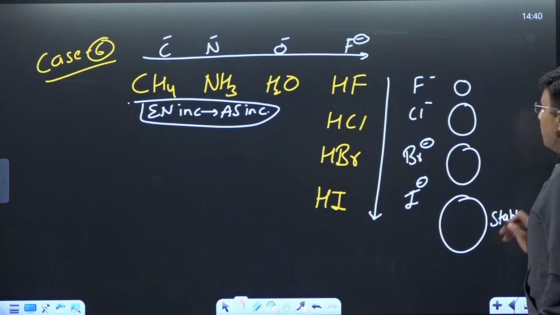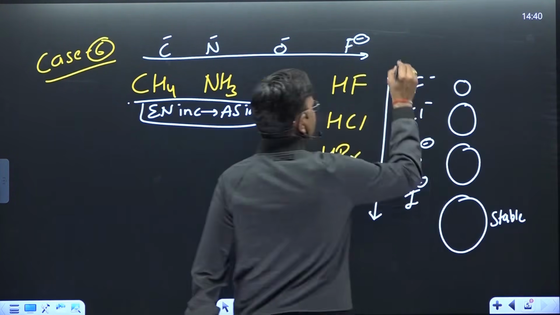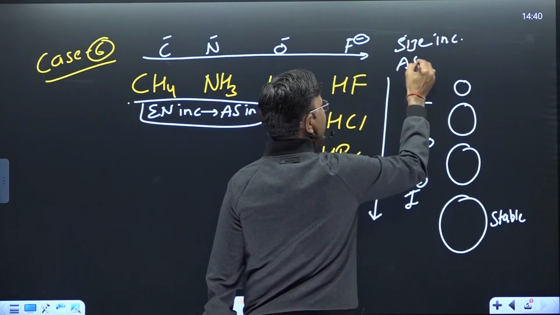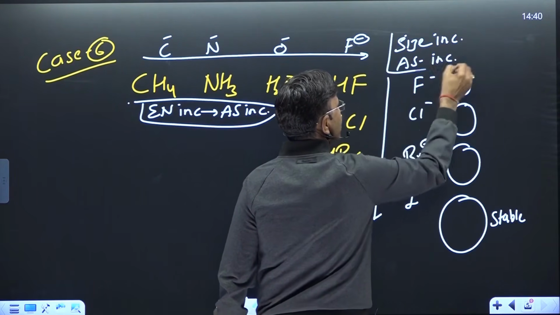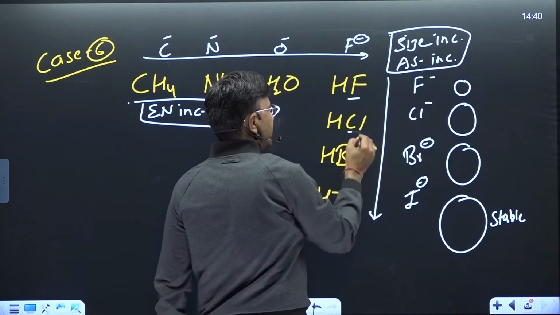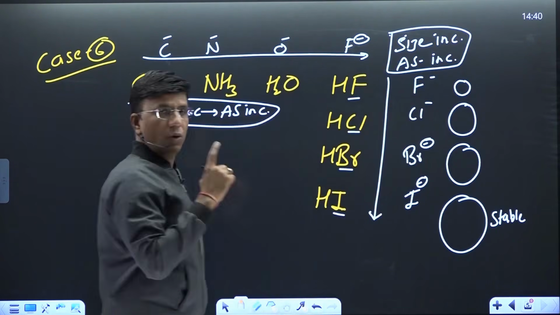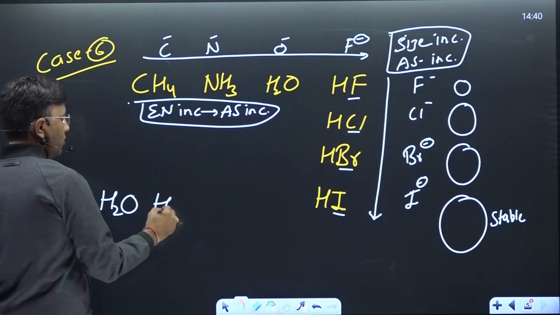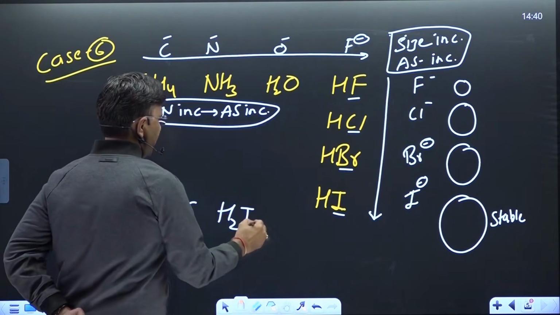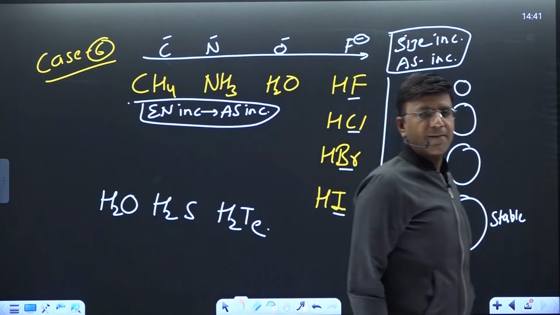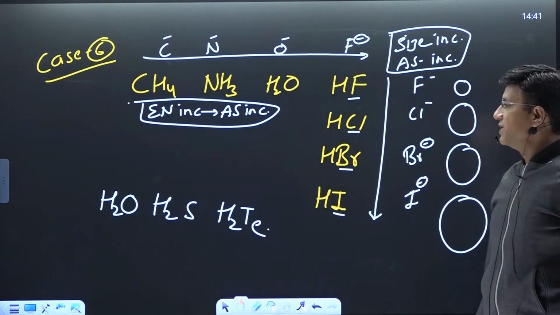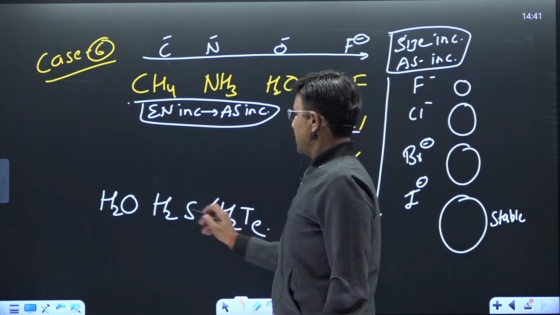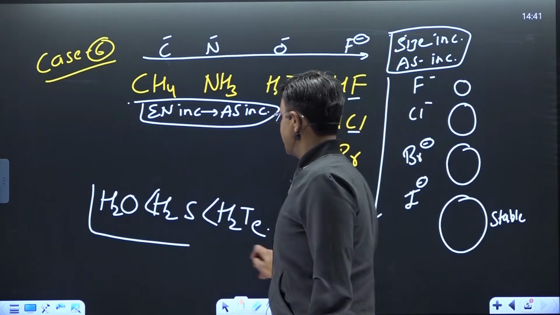I minus. So what do you need to look at in a group? In a group, you need to see that as size increases, acidic strength increases. So when does this size concept apply? When hydrogen is attached to an atom that belongs to the same group. Okay? For example, if I ask you to compare the acidic strength of H2O, H2S and H2Te, what will you consider here? Electronegativity or size? Size. So which one is more acidic? H2Te, then H2S, and H2O is the weakest acid among them.